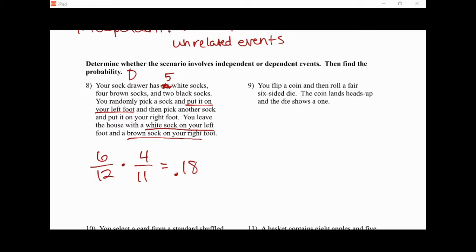The second one: you flip a coin and then roll a fair 6-sided die. Those 2 events have nothing to do with each other. They're completely unrelated, so this one is independent. The coin lands heads up, that's just 1 out of 2. And you roll a 1 on a 6-sided die, that's 1 out of 6. Does that make sense? Then you just multiply them together and you get 0.08.